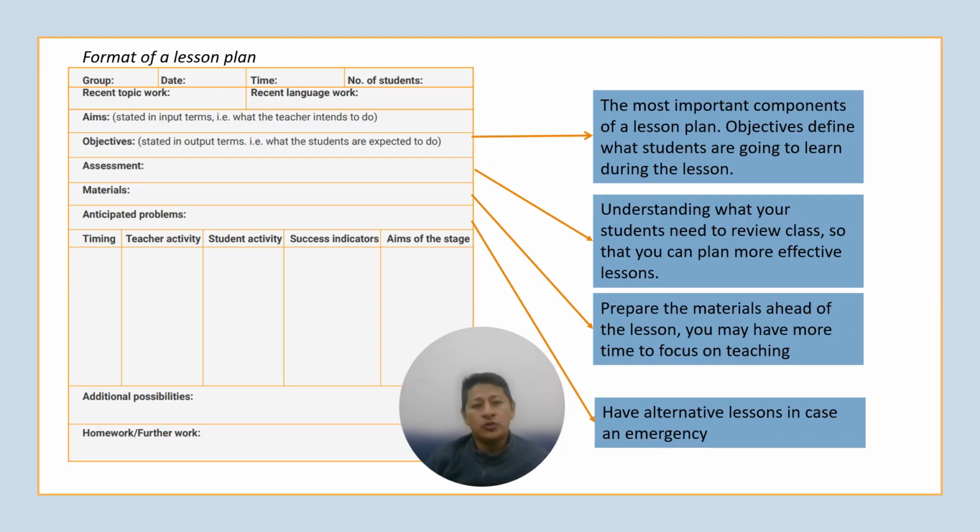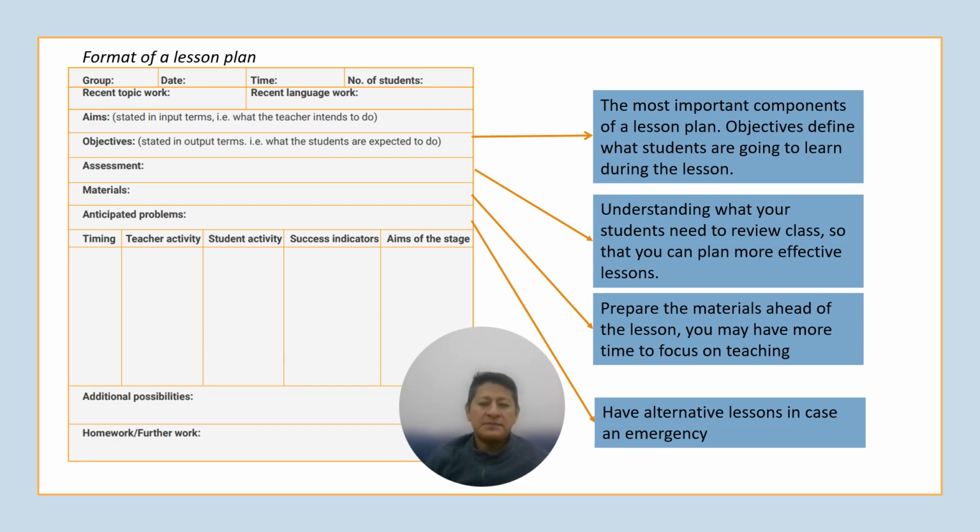Finally, I'm going to do a little summary about what we saw before. But first, here you have a format of a lesson plan. You can see an example of how to design your own format of a lesson plan.